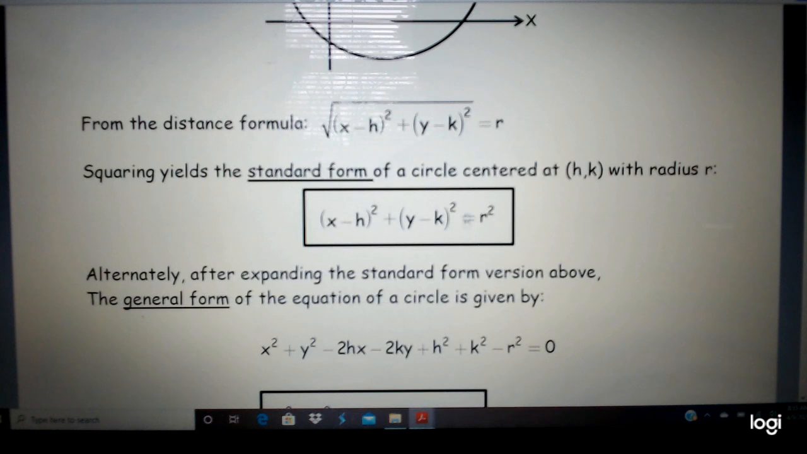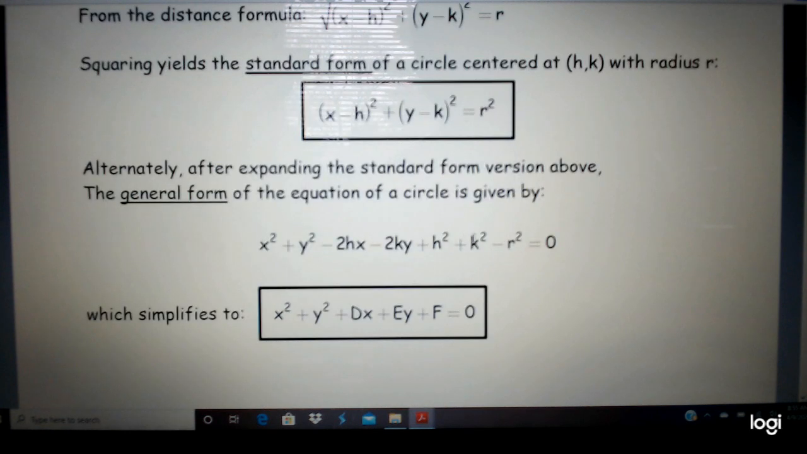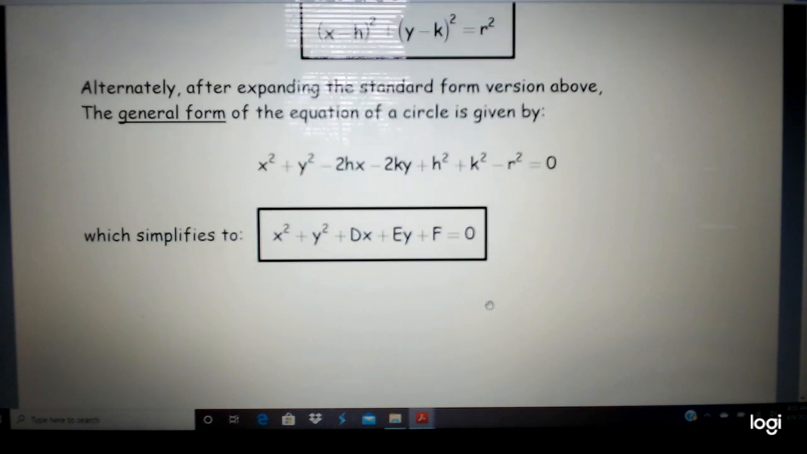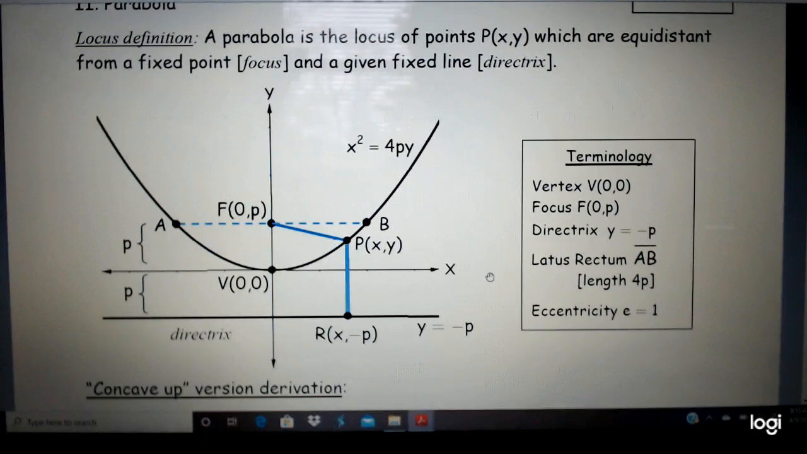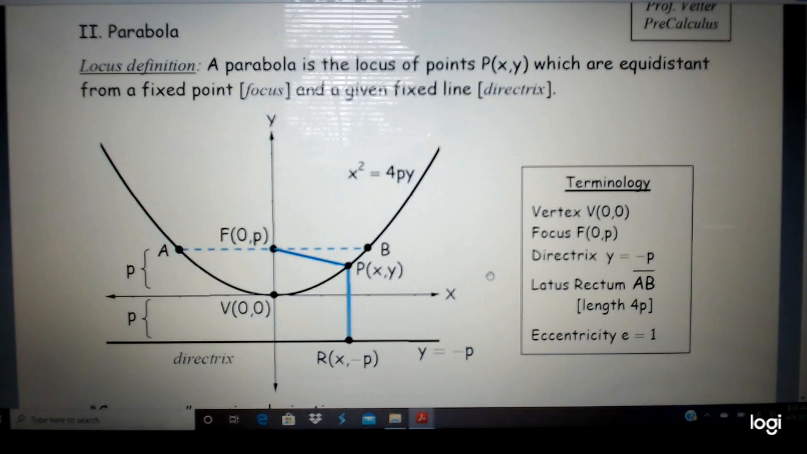And squaring, you get the standard form of a circle where (h, k) is the center and r is the radius. Of course, if you expand it out, you get something called general form. We're going to have to be able to go from this form to the standard form and vice versa. And we'll practice all this stuff with the other conics. Okay, first one I want to get to is the parabola.